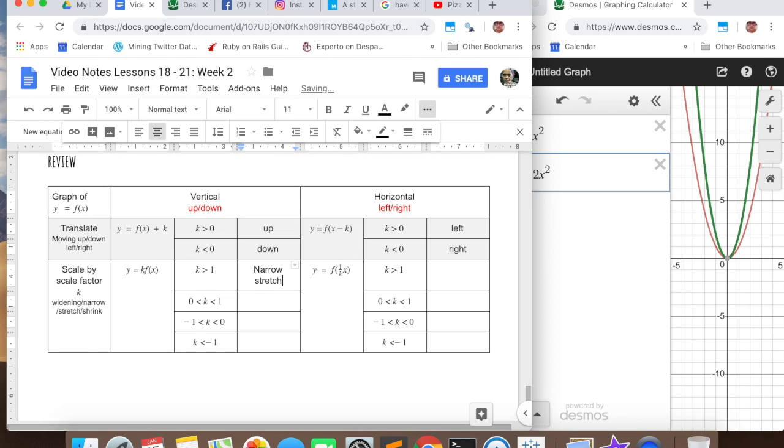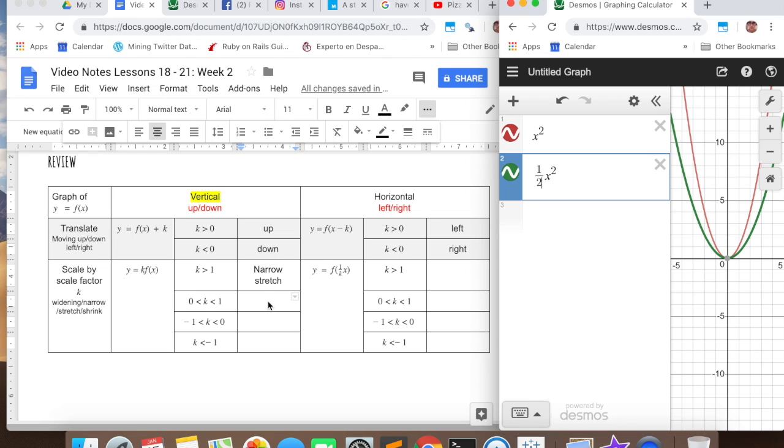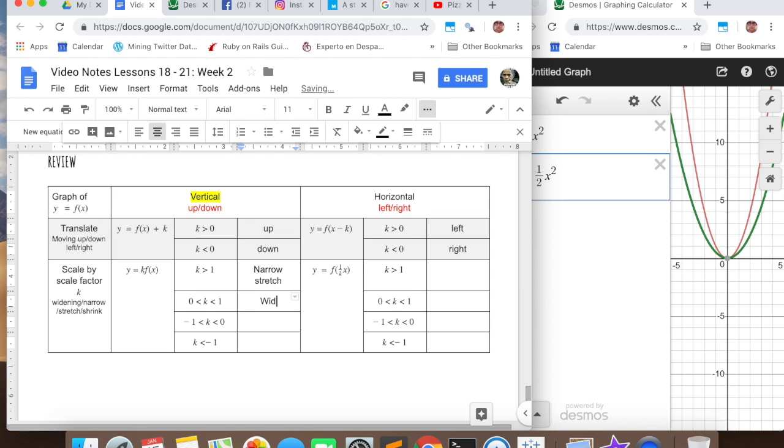Sometimes we call this a stretch. Imagine if you were holding down the vertex as an elastic band and pulling it up towards the y-axis, and that's why we call that a stretch sometimes. The opposite happens when you're using a coefficient that's less than 1. So instead of it being a stretch, it's actually shrinking down.